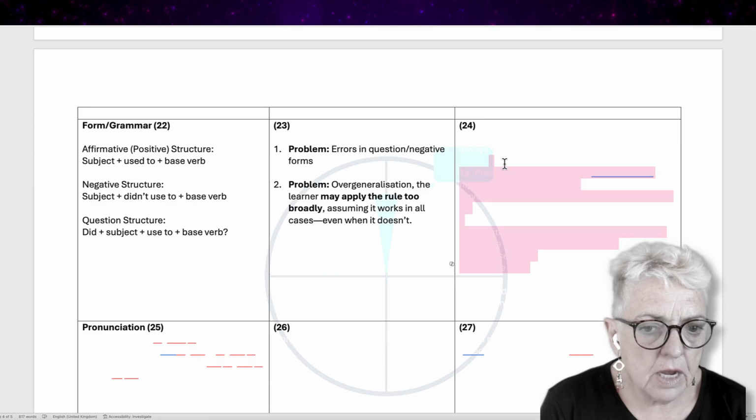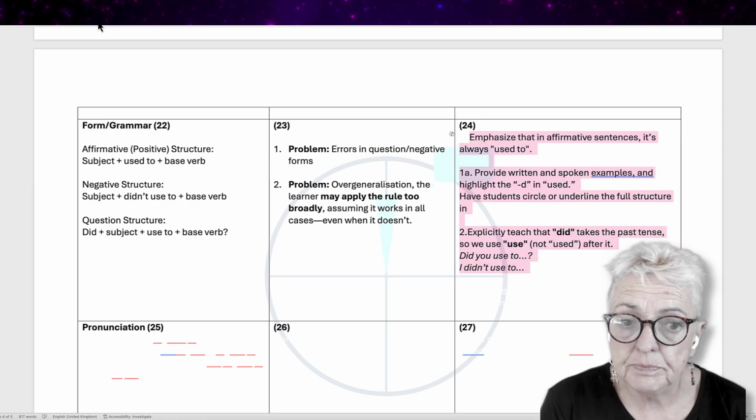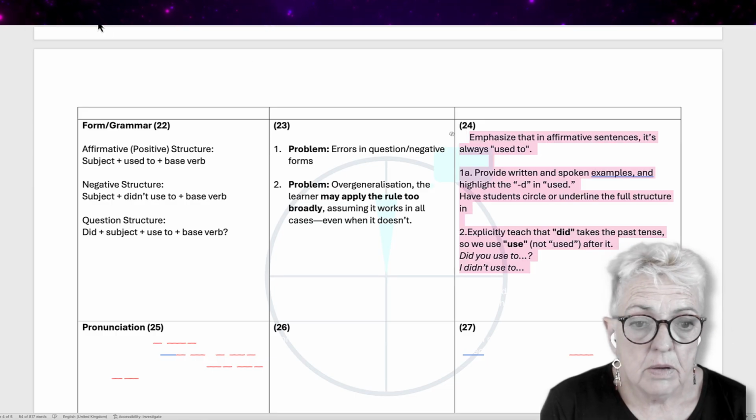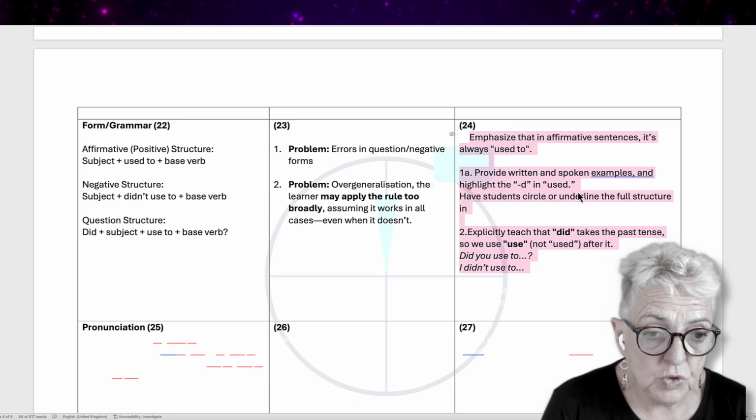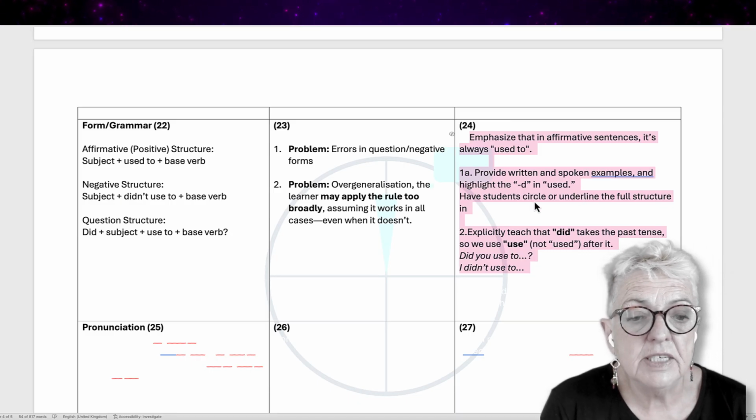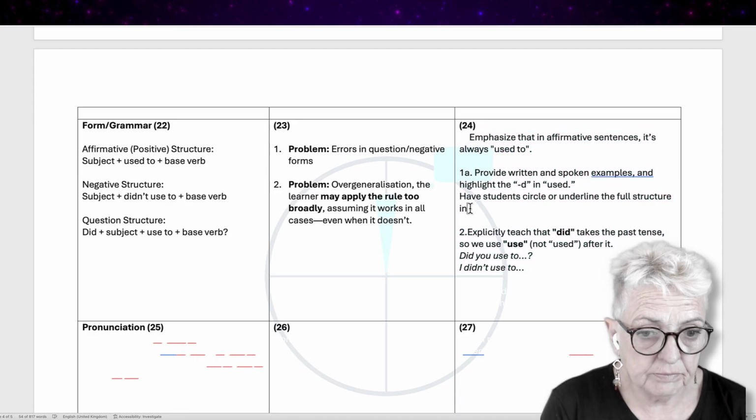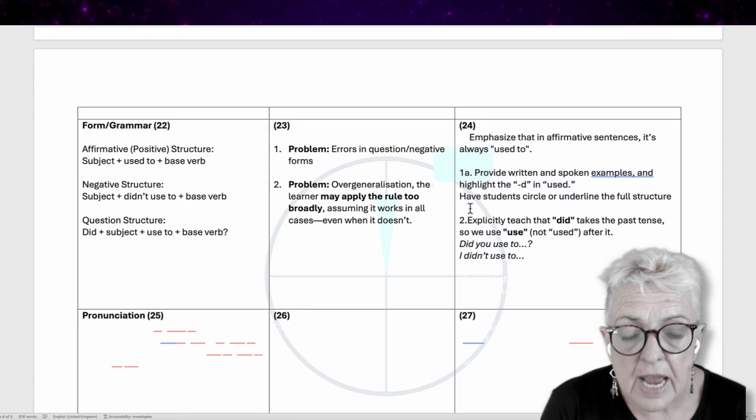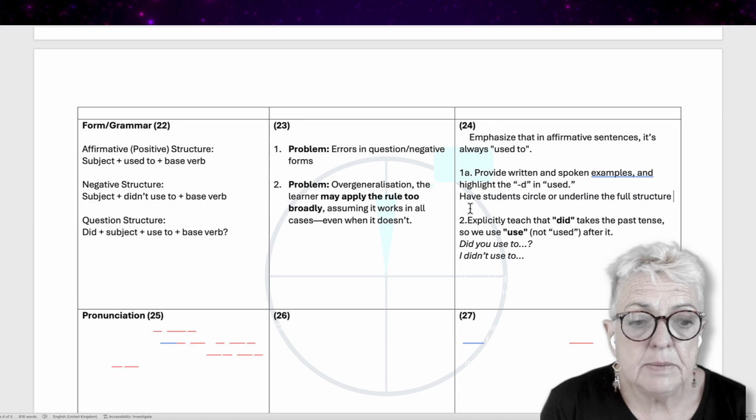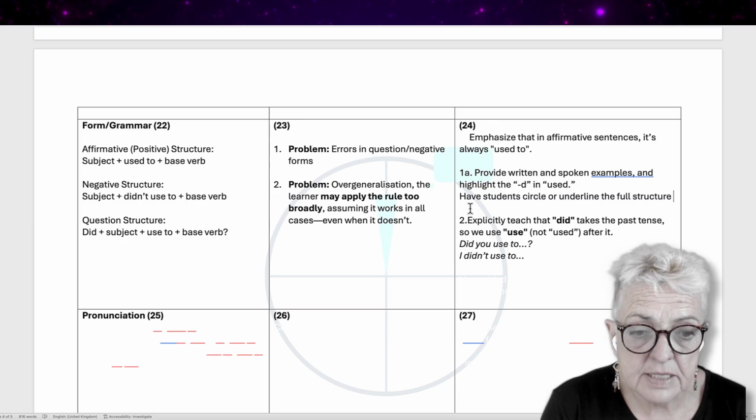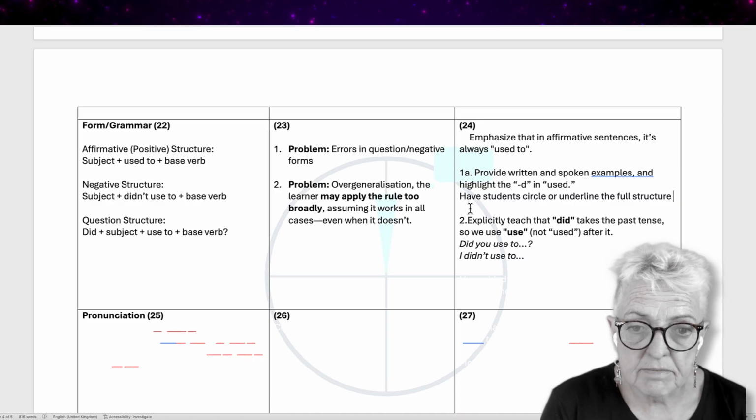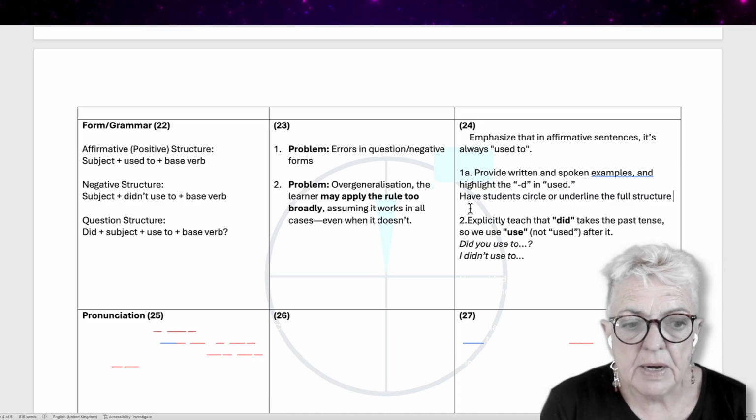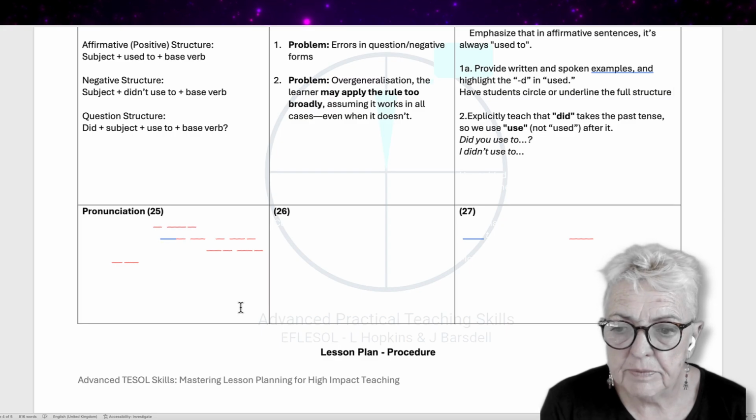Okay. So my solutions are: emphasise, provide written and spoken errors and highlight the D in used, have students circle or underline the full structure in the text. Explicitly teach that did takes the past tense, so we use use and not used after it. I mean, practice for used to, really.